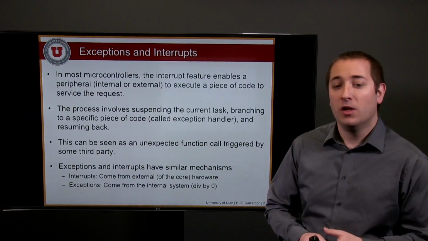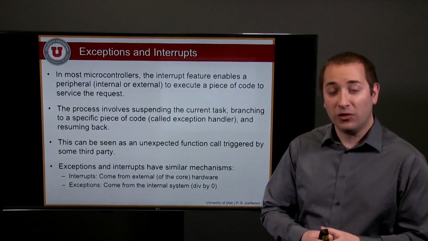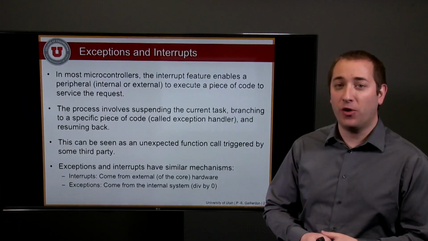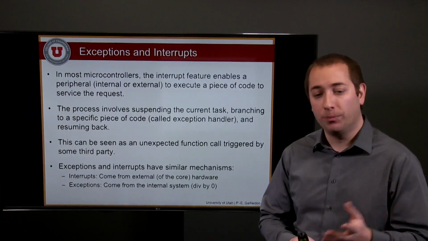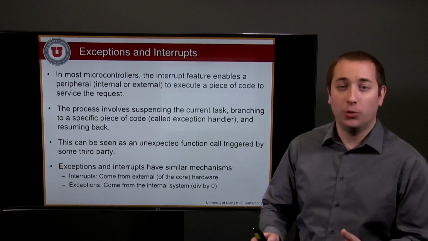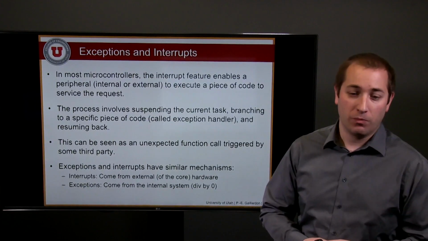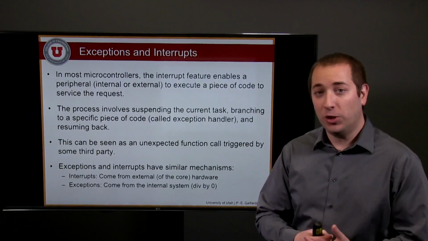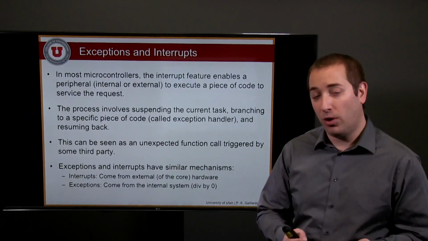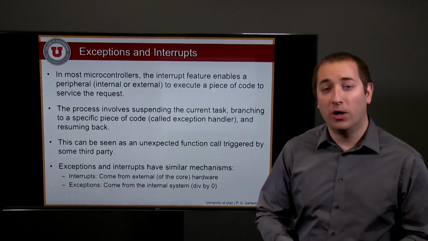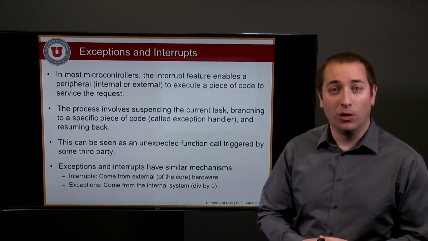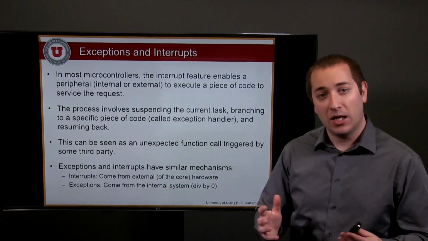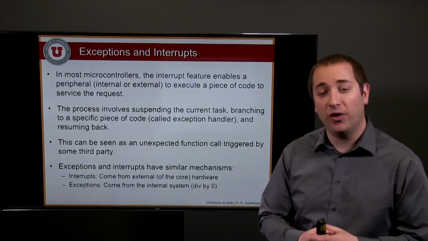So the process involves suspending the current task, saving its context, branching to a very specific piece of code that we call the exception handler, and then, once you're done, resuming your regular operation. You have to think about it as a function call that is triggered not as part of your regular processor execution, but by a third party. A peripheral will say, hey, I need you to execute this very specific piece of code and use that to process some information for me.